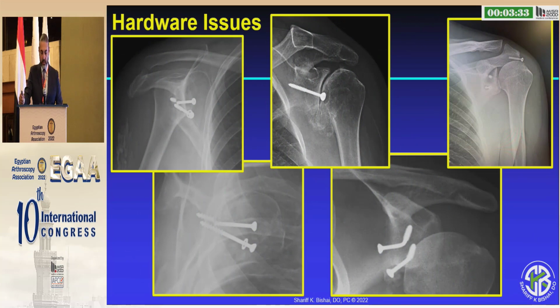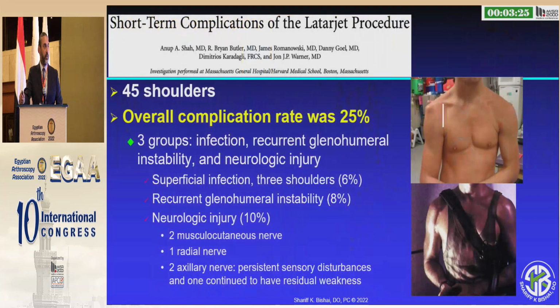So the hardware failures you'll see, these are the ones that you are concerned about. But again, I think with better instrumentation these days and better screws, you're not seeing these types of issues as we once saw. Again, 45 patients here, and this is the famous J.P. Warner paper from 2012, 25% complication rate, most of which were neurologic.